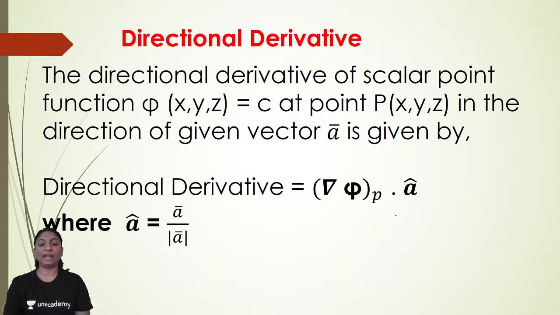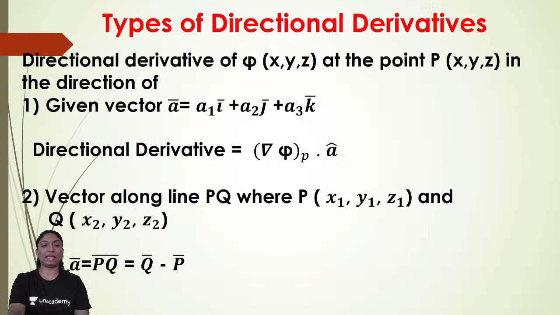Okay. So del phi at point P dot a cap is the directional derivative. Now we will see directional derivatives of different types. Now the directional derivative of phi of x y z at point P of x y z in the direction of given vector a bar is equal to a1 i bar plus a2 j bar plus a3 k bar, then directional derivative is equal to del phi at point P dot a cap. Okay, so directional derivative is del phi at point P dot a cap. This is your directional derivative when the vector a bar is directly given to you.